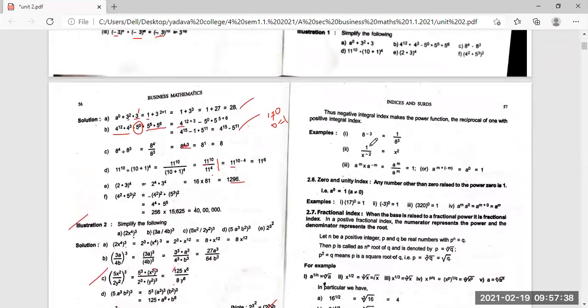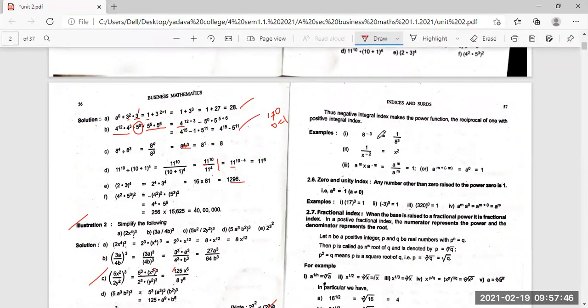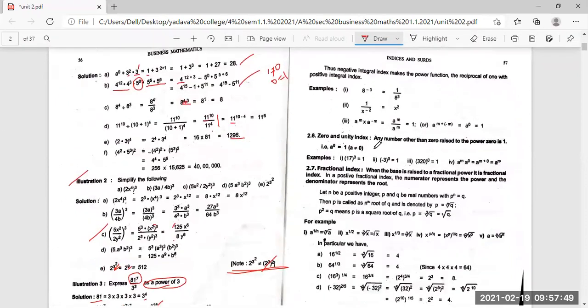So in this problem, when they have a to the power of minus 3, we have to take the reciprocal. So if we put 1 over it, the minus 3 will be cancelled. So likewise, all the problems have been done here.